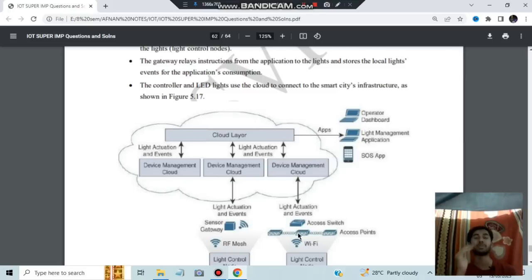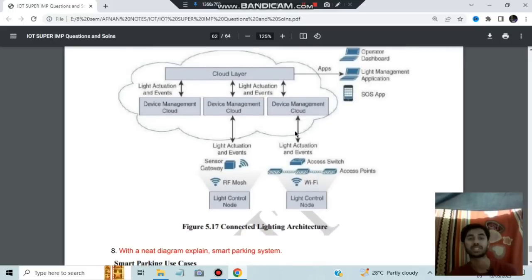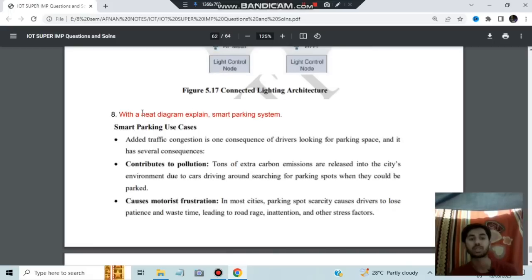In the night times, based on the temperature or the weather conditions, it should increase or decrease the intensity of the light. All those things will be considered by using the sensors, and that will be sent back to the end users' apps. Okay, in that way the smart infrastructure is implemented, and basically you have to make this diagram and write a few keywords regarding that. Moving on, we have the last question, which is explain with a neat diagram the smart parking system.